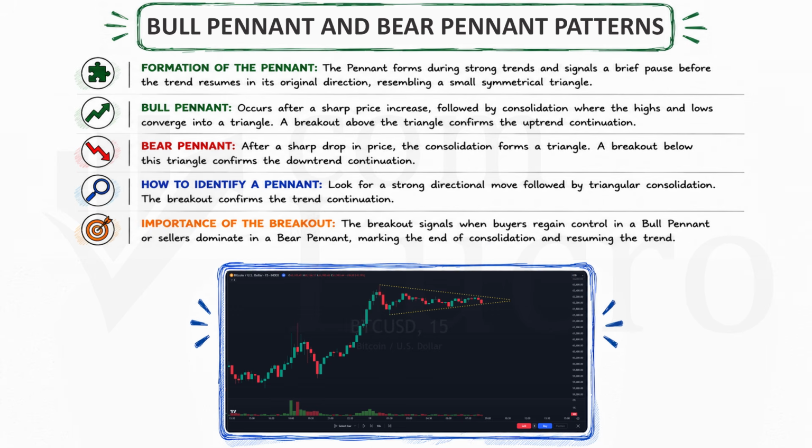In the case of a bull pennant, the formation occurs after an upward price movement. First, there is a sharp price increase, creating the flagpole. Then, the price enters a consolidation phase, where the highs and lows converge, forming the triangle. A breakout above this triangle confirms the continuation of the uptrend.